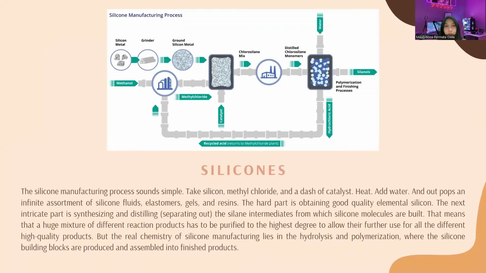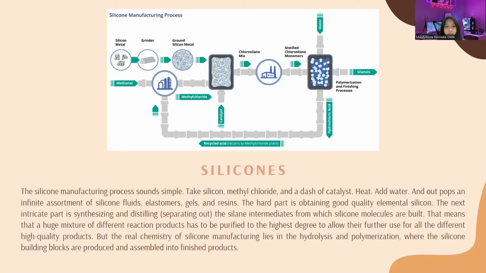The next is manufacturing process of silicone. The silicone manufacturing process sounds simple. Take silicon, metal chloride, and a dash of catalyst. Add water, add pops, an infinity assortment of silicone fluid, elastomer, gel, and resin. The hard part is obtaining good quality elemental silicon.